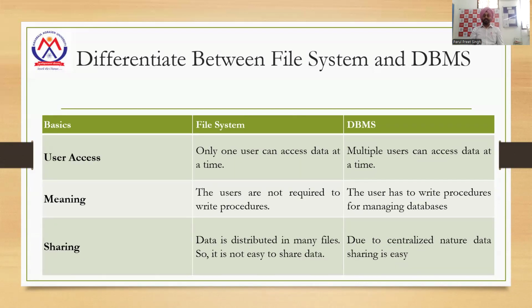Next is user access. Only one user can access data at a single point of time in file system, whereas in DBMS, multiple users can access data at a single time. Then comes sharing. Data is distributed in many files, so it is not easy to share data in file systems. In DBMS, due to centralized nature, data sharing is easier.